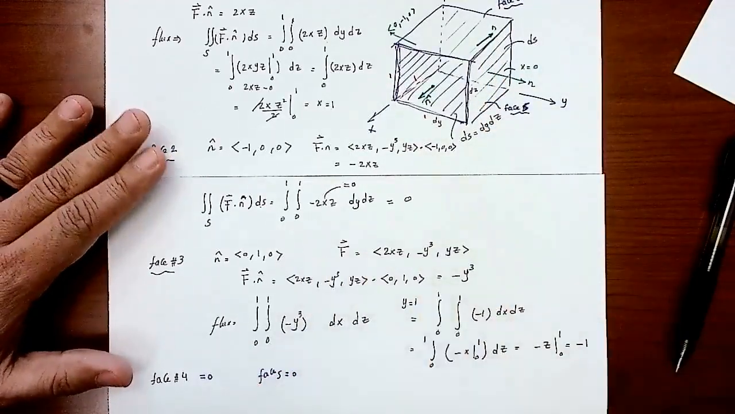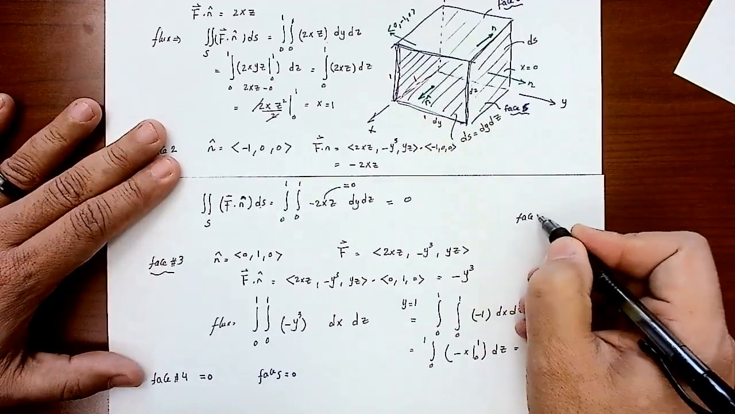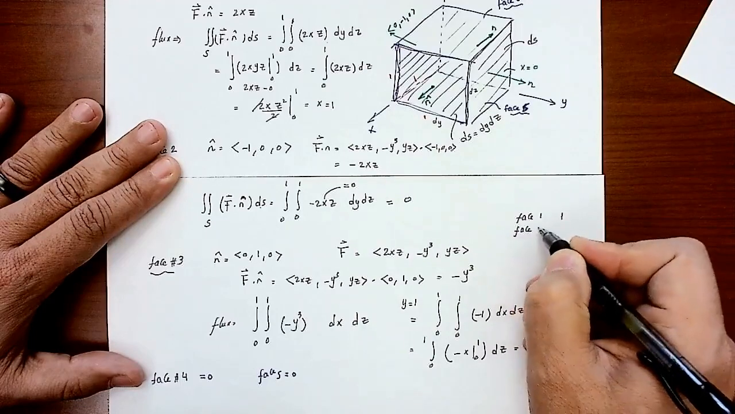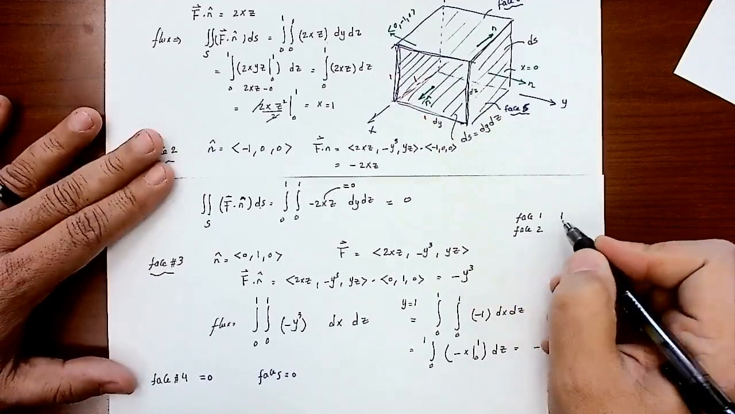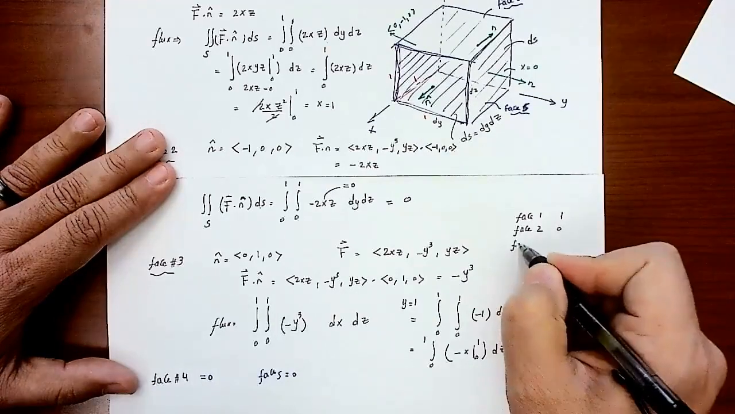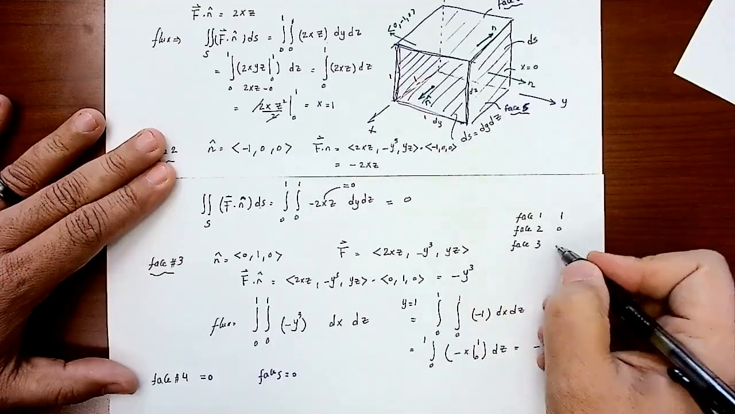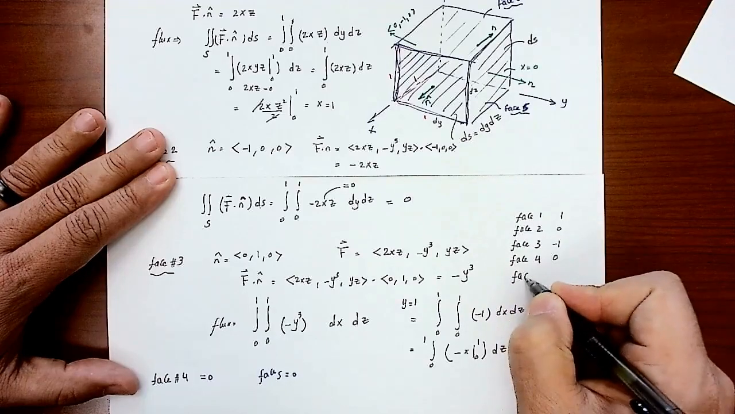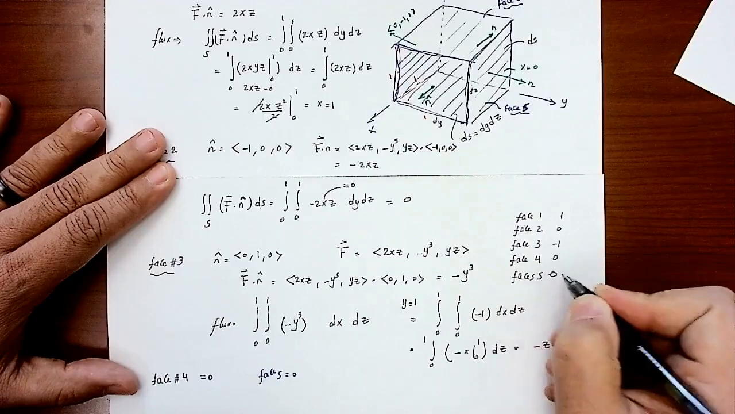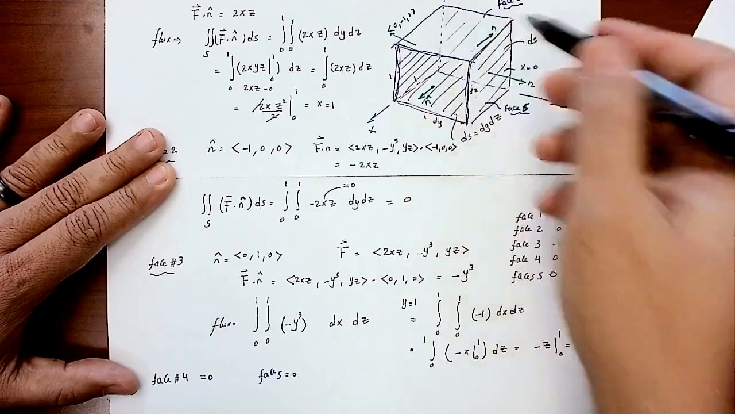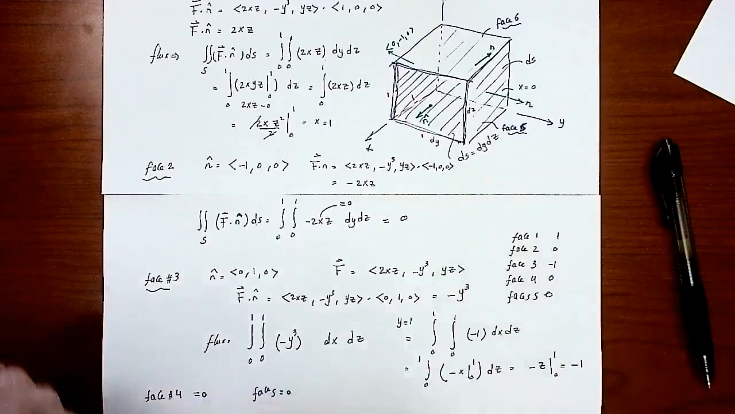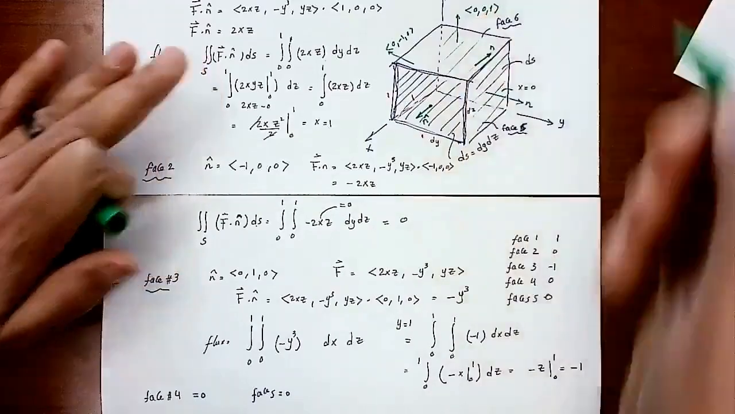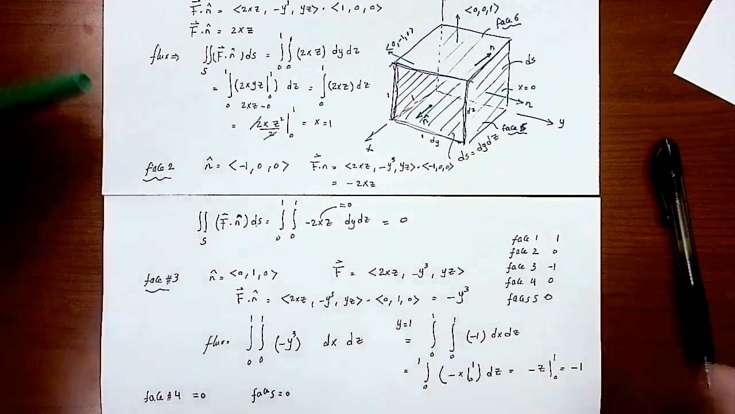So we got so far face 1, which gave me a flux value of 1. Face 2 gives me a value of 0. Face 3 gives me a value of minus 1. Face 4 gives me a value of 0. Face 5 also gives me a value of 0. Now the last one is the upper face here, face 6. The normal vector will be 0, 0, and 1. That's the normal vector.